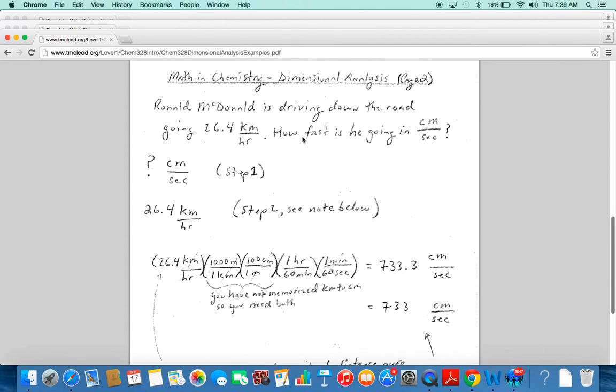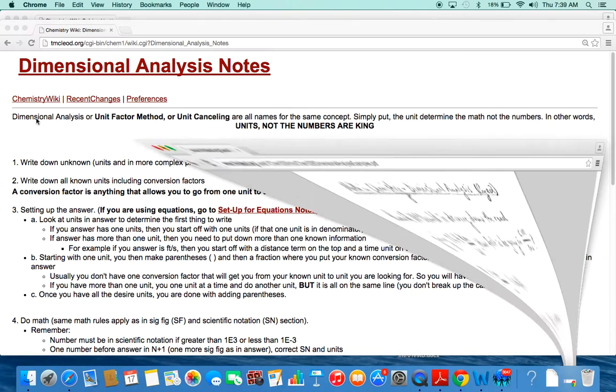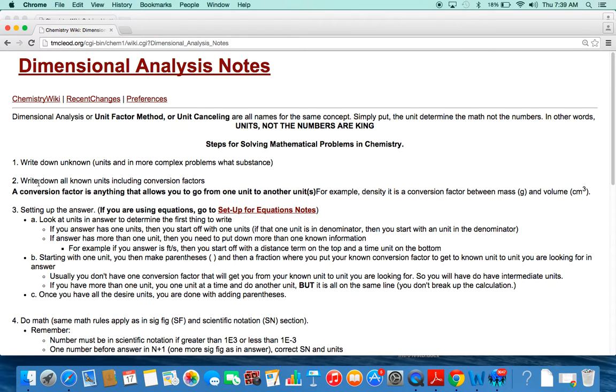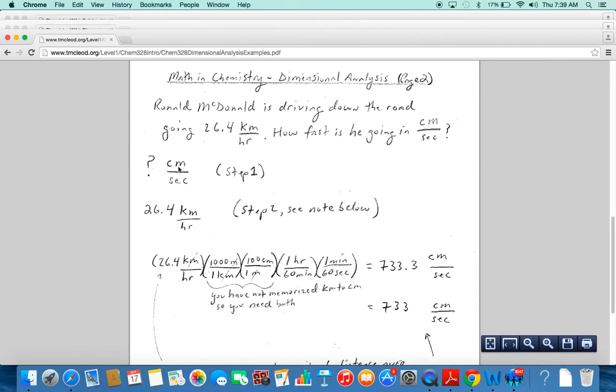So you use it the same exact way, as you know. You look at the question, you ask yourself, write down the unknown, write down the known information. I'm looking for the speed in centimeters per second. I know it in kilometers per hour.